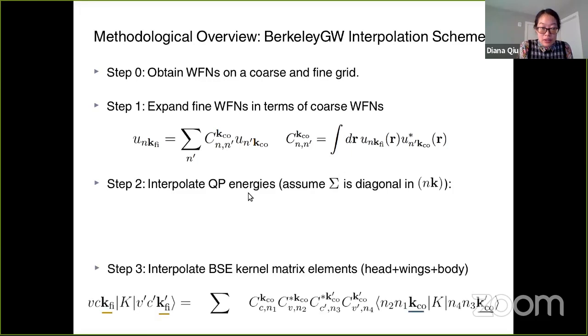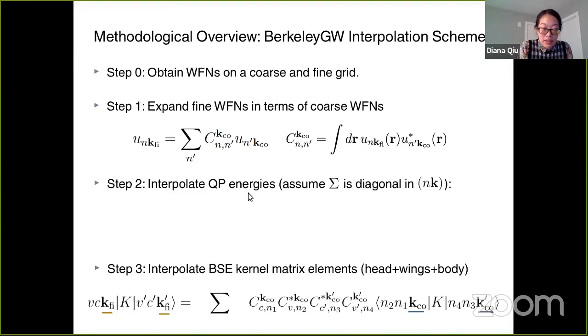Sorry, I seem to be, okay, one of my equations has gone missing here.